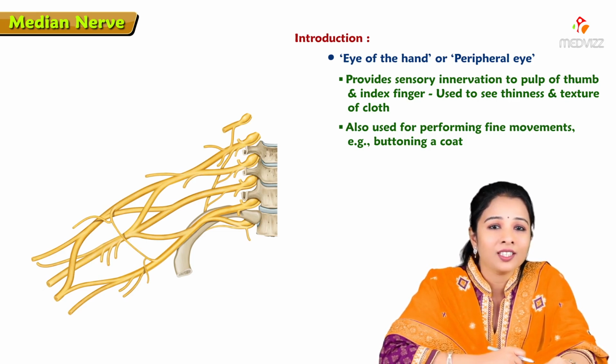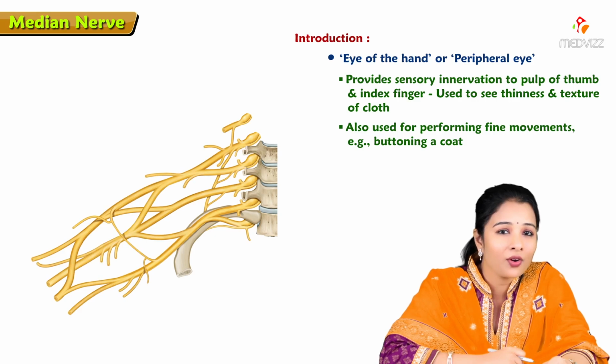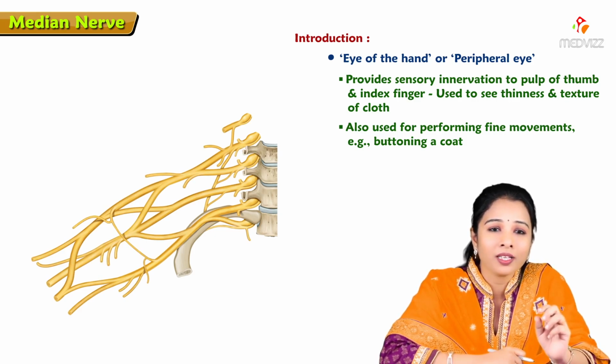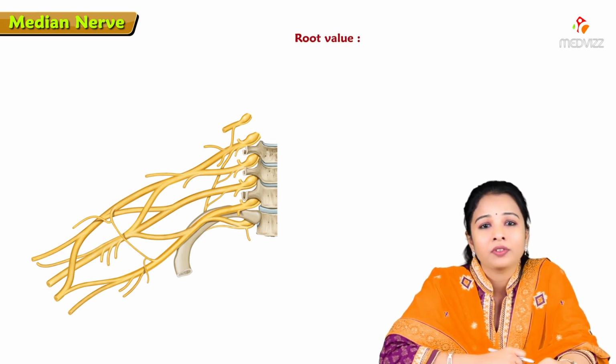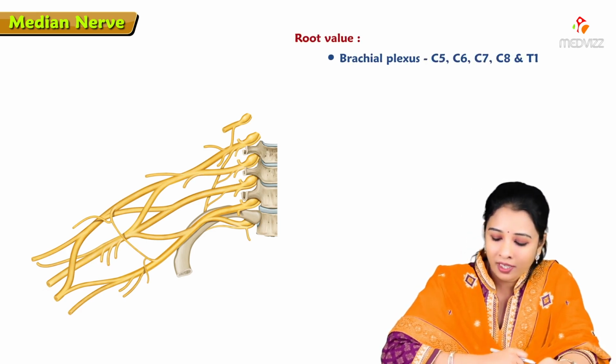So median nerve is otherwise called as laborer's nerve, and it is also called as eye of the hand because it supplies tips of the fingers. So let's see the root value of the median nerve. The median nerve arises from the brachial plexus.